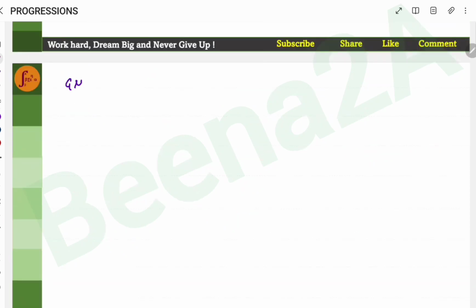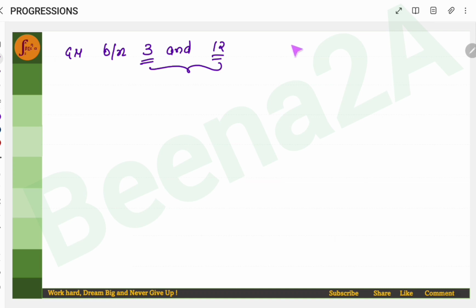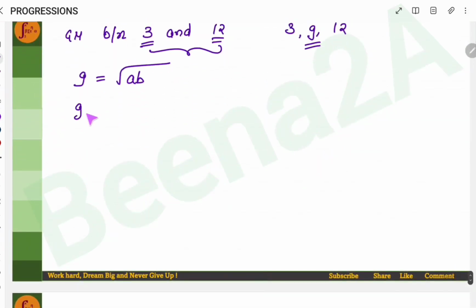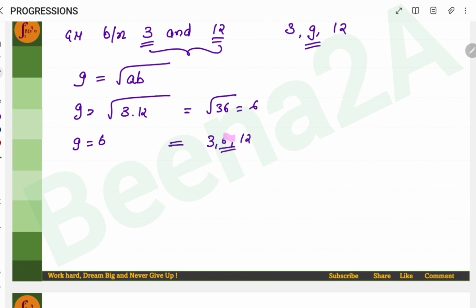Now, say for example I have to find the geometric mean between 3 and 12. That is, you have 3, you have 12, and you have to find the geometric mean here. So what is the formula to find the geometric mean? It is G is equal to square root of ab. So now G is equal to square root of, in place of a we have 3, in place of b we have 12. So the root of 36 is 6. So the geometric mean is 6. So basically you'll get 3, 6, 12, with 6 being the geometric mean.